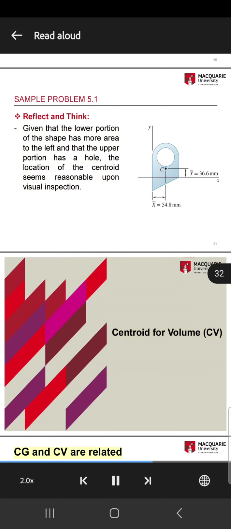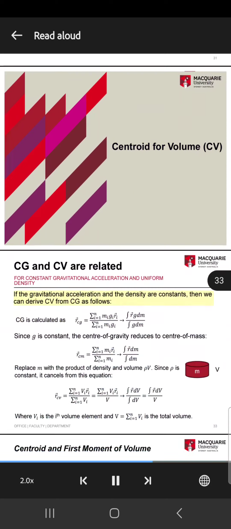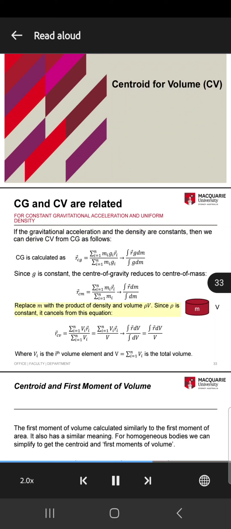Centroid for volume. The center of gravity and the centroid of volume are related. If the gravitational acceleration and the density are constants, then we can derive the centroid of volume from the center of gravity as follows. Replace the masses with the product of density and volume. Since the density is constant, it cancels from this equation. R_cm equals the sum from i equals 1 to n of m_i r_i over the sum of m_i, which goes to the integral of r dm over the integral of dm. This becomes the integral of r dV over the integral of dV, where delta V_i is the ith volume element and V equals the sum of delta V_i is the total volume.